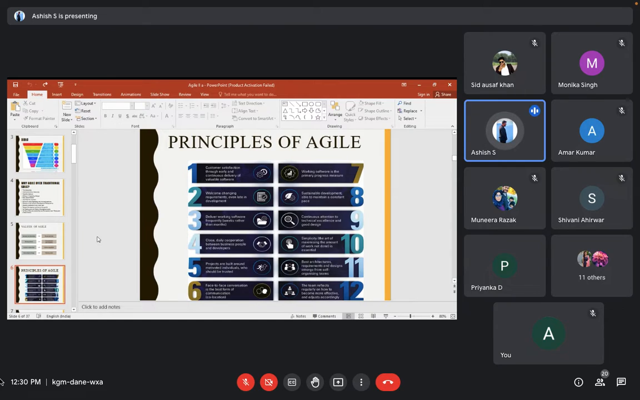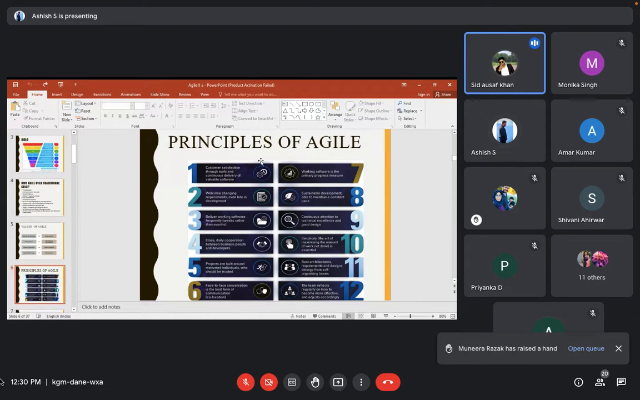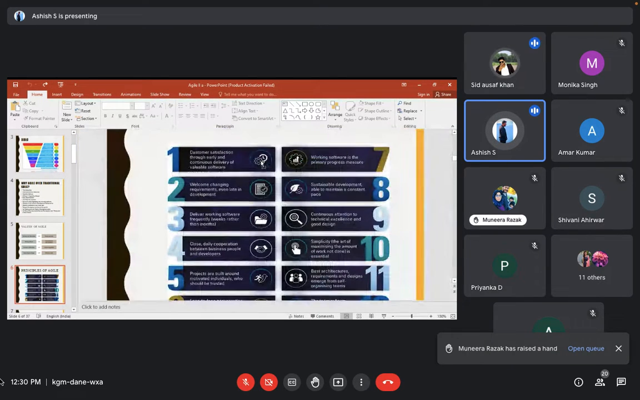So what is the main principle of Agile? The first one you can see over here is customer satisfaction. Sir, zoom in a little bit more. Is it fine now? Yes. So you can see the first one is customer satisfaction. Think you guys are having some retail business. What do you mean by retail business?